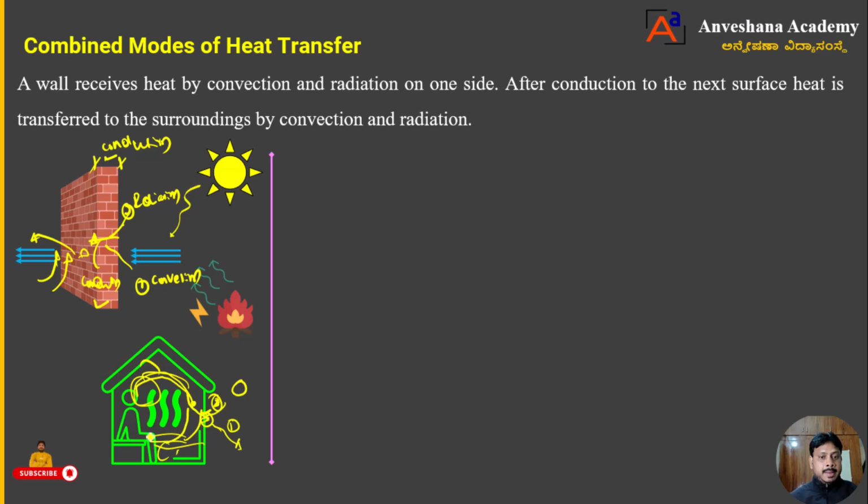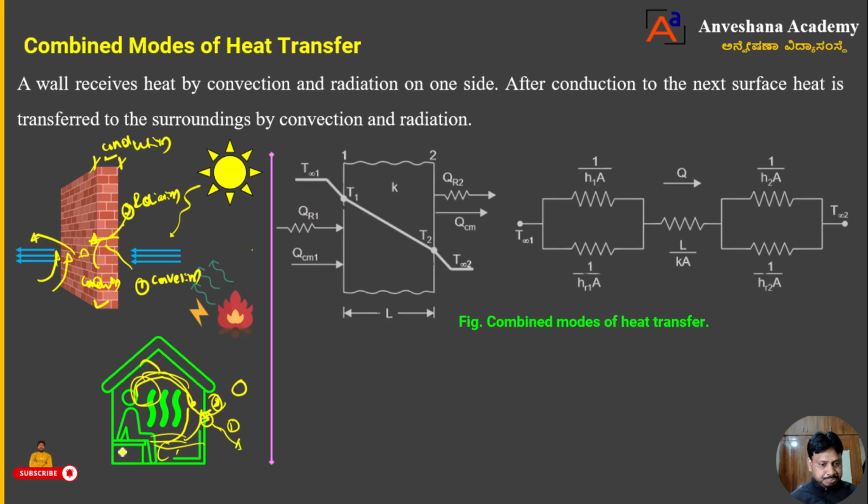That means convection, radiation and conduction heat transfer are all going to take place in this particular application. If two or more modes of heat transfer take place simultaneously in an application or a system, the type of heat transfer we are going to call a combined mode of heat transfer, dear students. Then this combined mode of heat transfer we can express in terms of a thermal circuit. How it is, that we can see here, dear students.